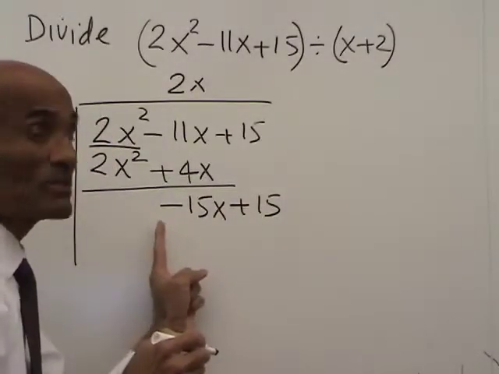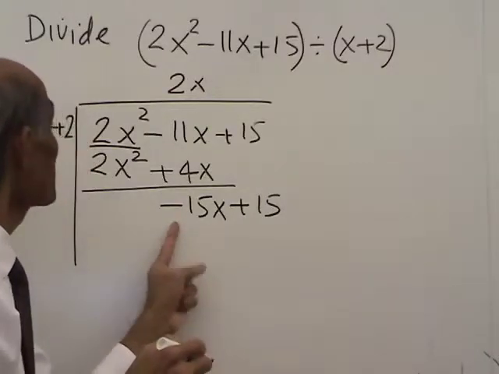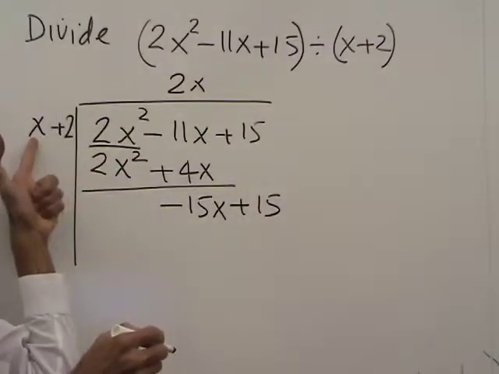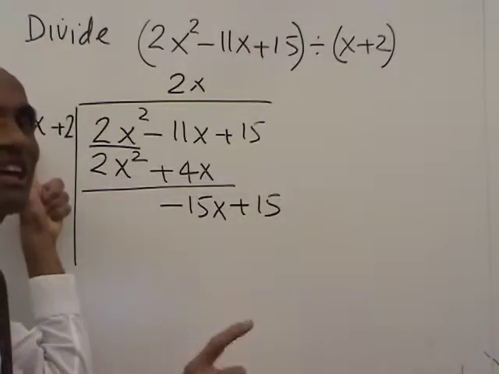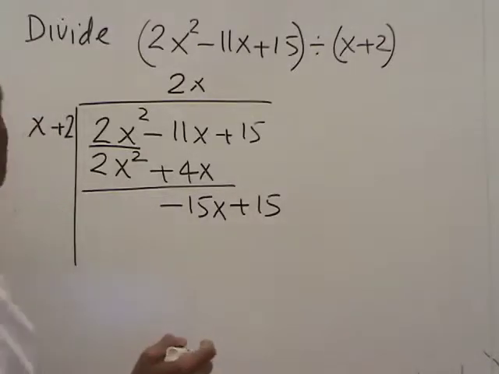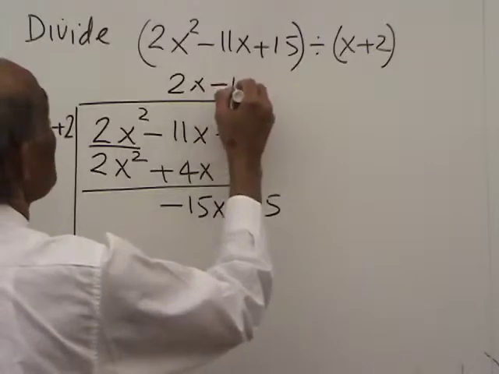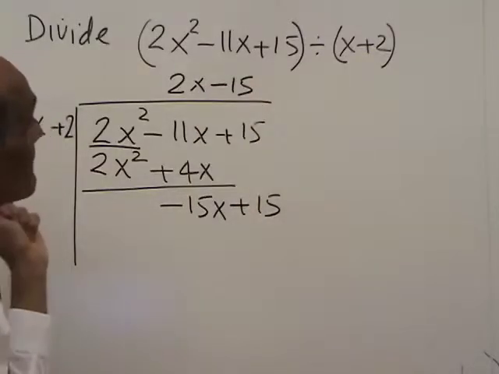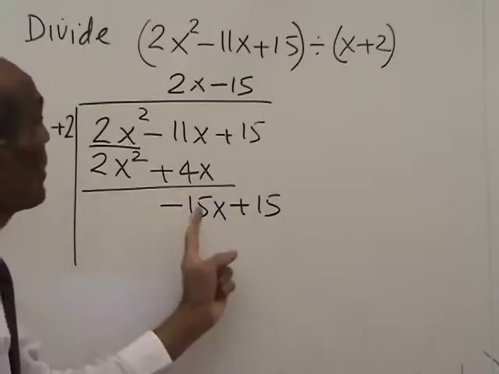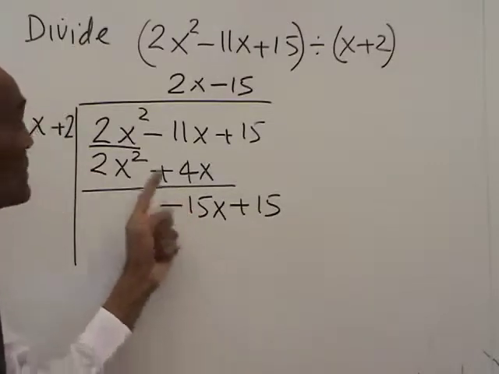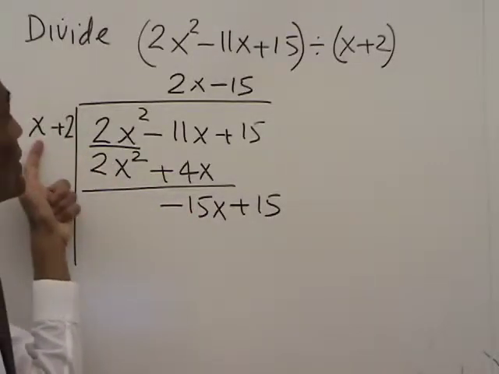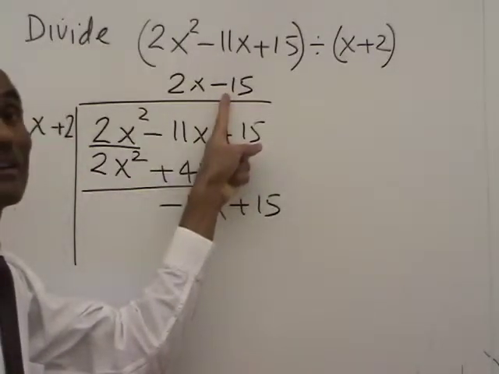We will now repeat. Negative 15x divided by x. What is negative 15x divided by x? That will be negative 15. Is that right? Yes. So negative 15x divided by x is negative 15.